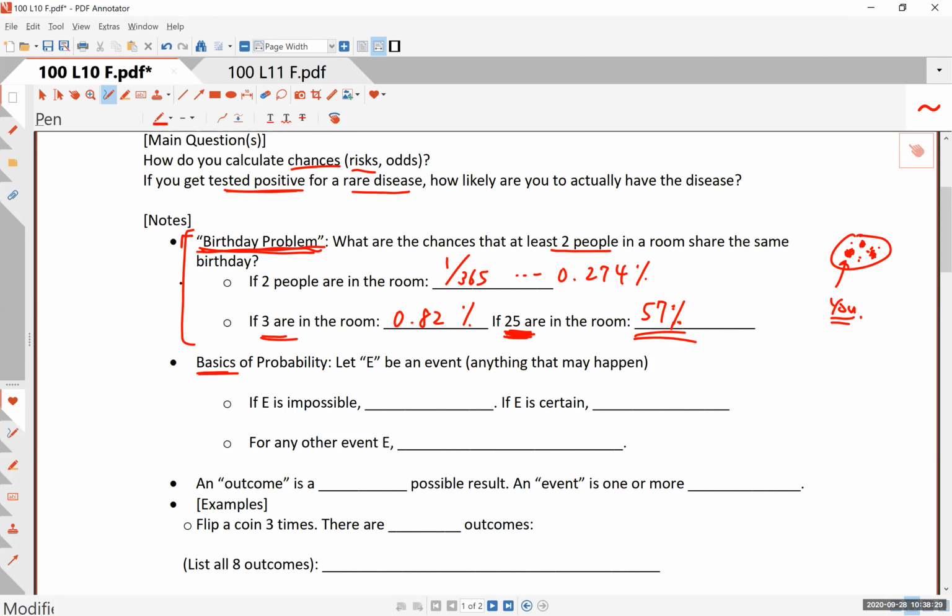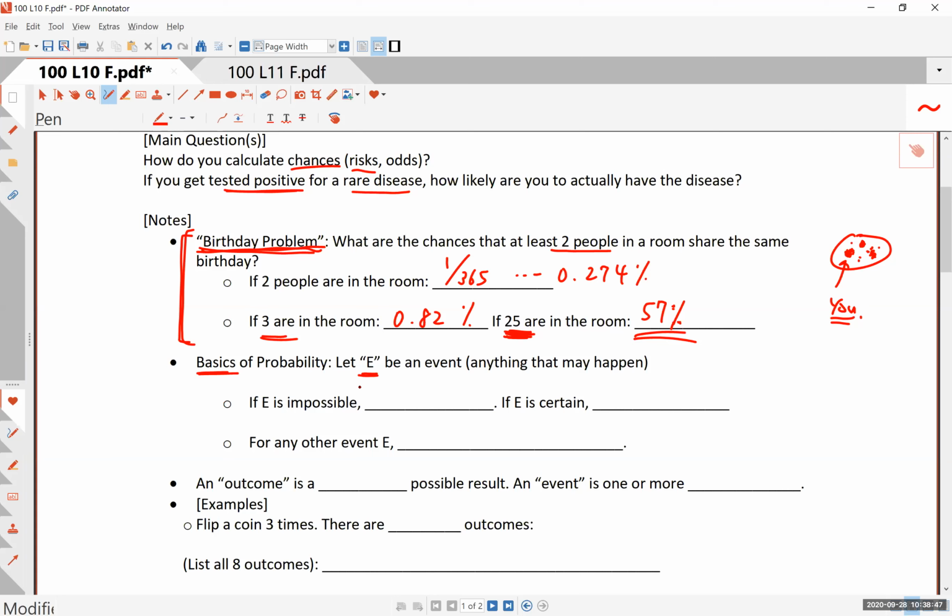If you want to do a project later on the birthday problem, it is a fascinating topic, and maybe some of you can do your course project on the birthday problem. Let's go back to the beginning. Probability theory starts with defining an event.